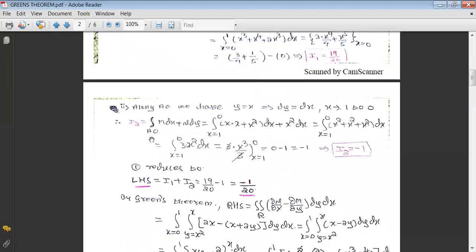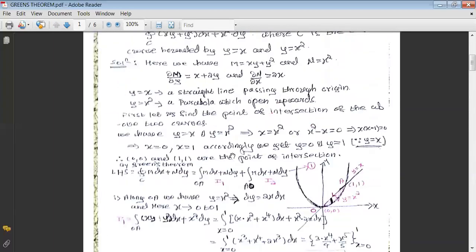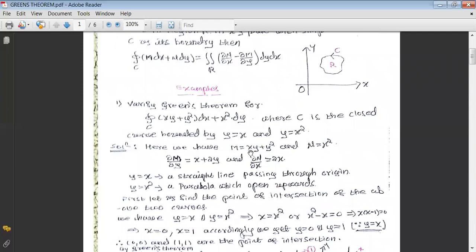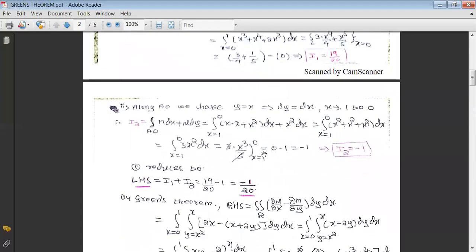Therefore, I2 can be written as the integration along AO of m dx plus n dy. We already wrote that m is nothing but xy plus y square. But in this case, AO corresponds to the curve y equal to x. Therefore, wherever y is there, let us take x, and wherever dy is there, let us take dx. If we do so, that becomes x into x plus x square, into dx, plus x square as it is, times dy, which is dx. And if you take dx as a common term, we will have x square plus x square plus x square, that is 3x square.